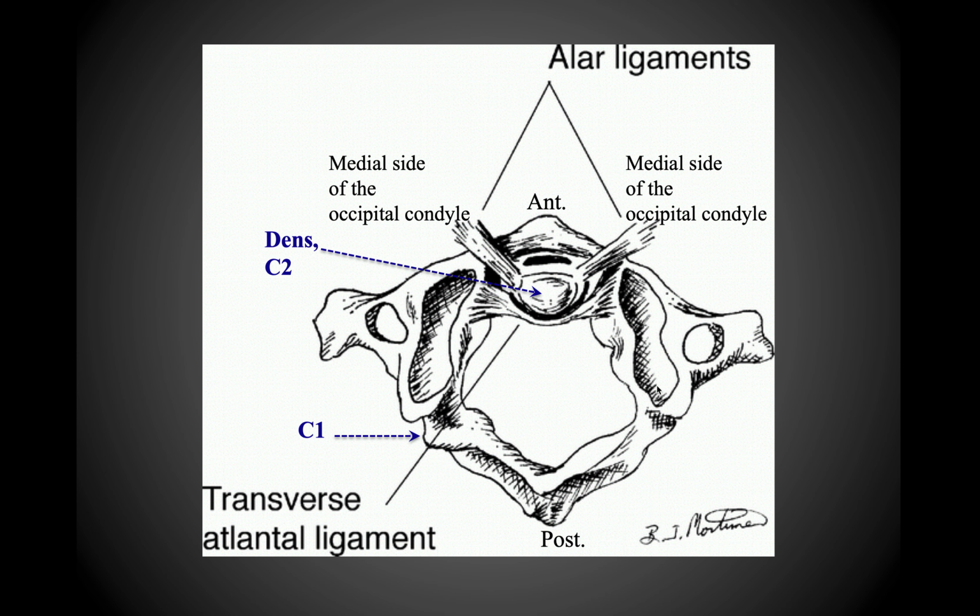Here's another image or drawing of this region, so you can see this all represents C1. You can see the posterior arch back here, the anterior arch up here, transverse processes with the transverse foramina, and then right here in the midline you can see the dens with the alar ligaments coming up off of it to help reinforce it.